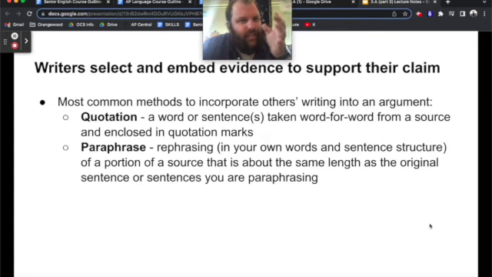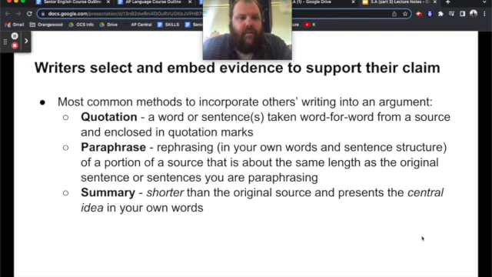But since it's still following so closely to that original source, and that's where you're getting the information, you have to embed that and cite it correctly. And then the summary is shorter than the original source, and it presents the central idea in your own words.